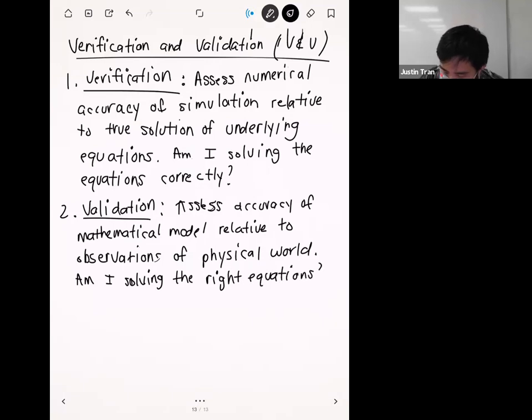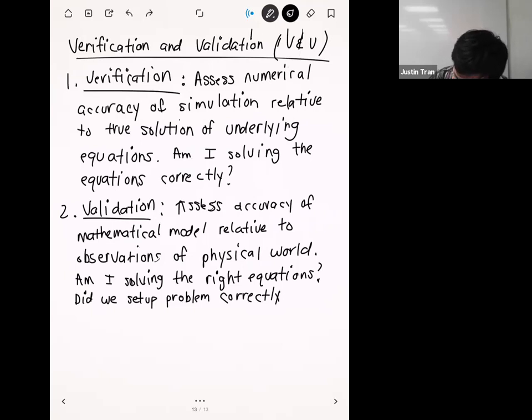Another question you can ask yourself for validation is, did we set up the problem correctly? One common issue with validation is your boundary conditions, right? A lot of times people ask themselves, are these the appropriate boundary conditions that represent the situation correctly? Or do I need to change my boundary conditions to be more accurate?